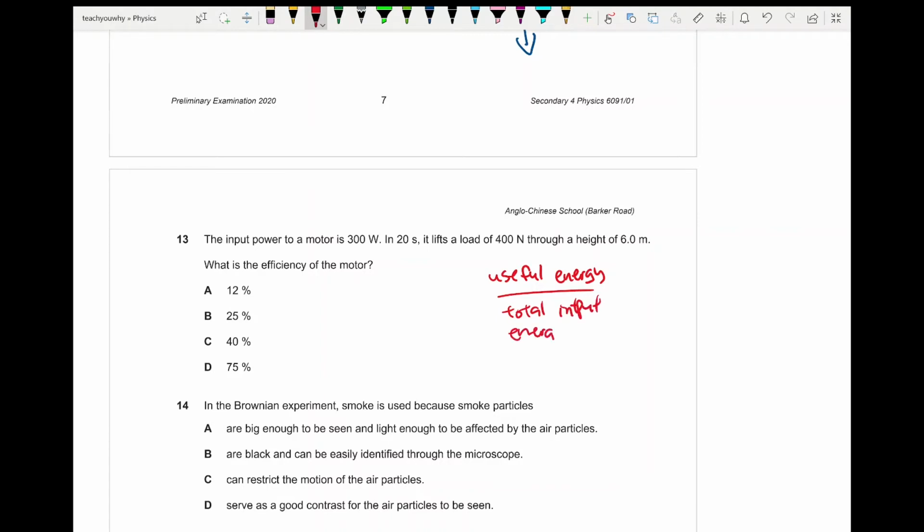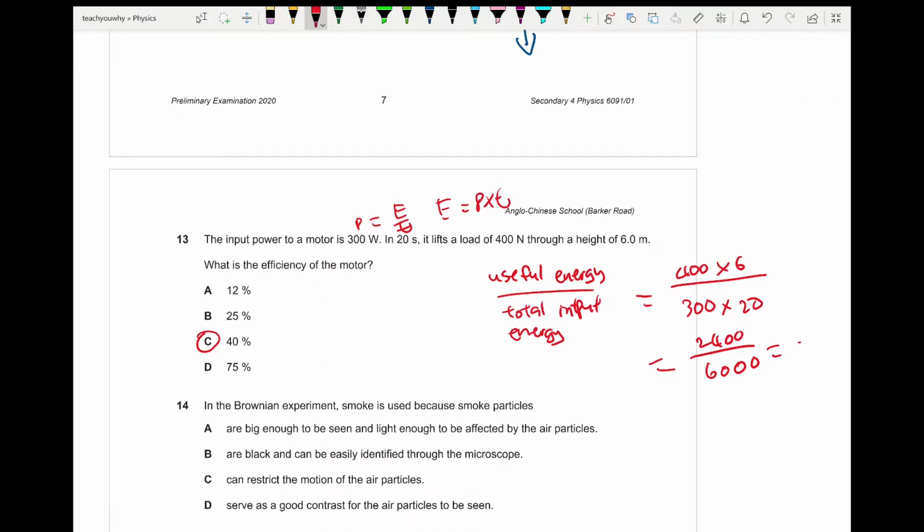Okay, so what is my useful energy? My useful energy in this case is 400 times 6. What is my total energy input? It will be 300 times 20, because power equals energy over time. So energy equals power times time. Therefore we have 2400 over 6000, times 100%, you get 40%.